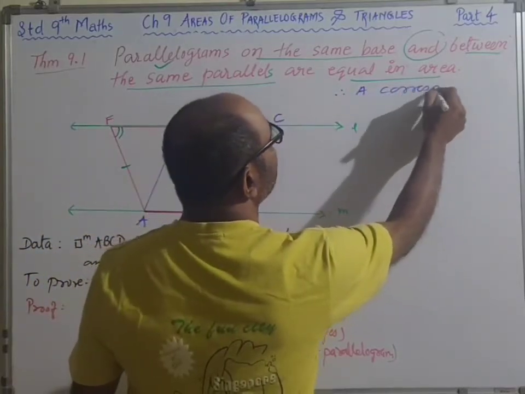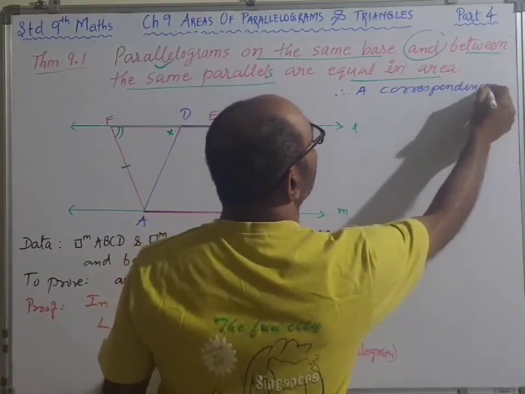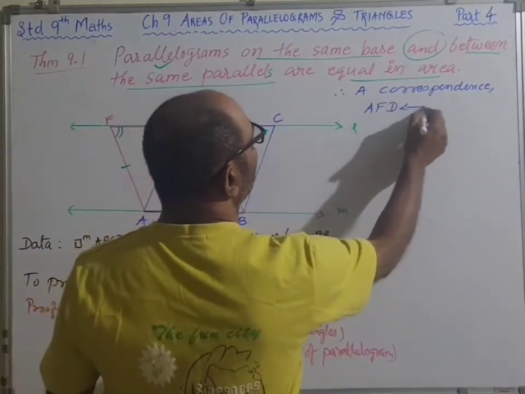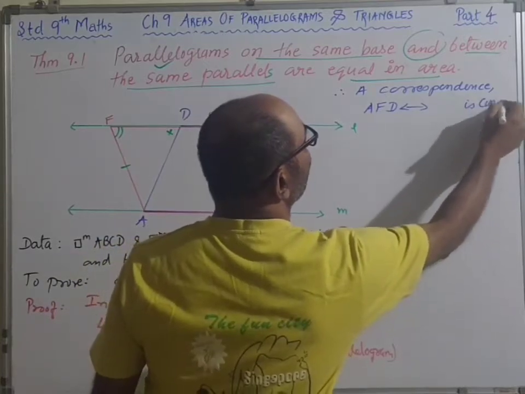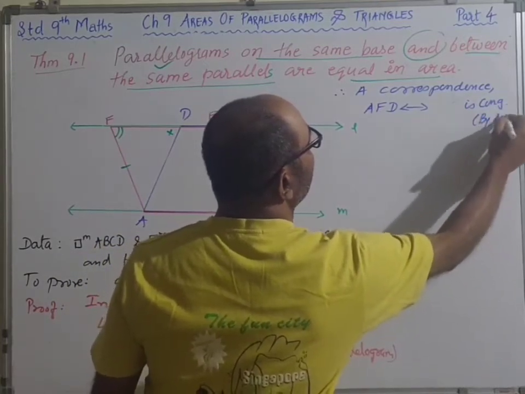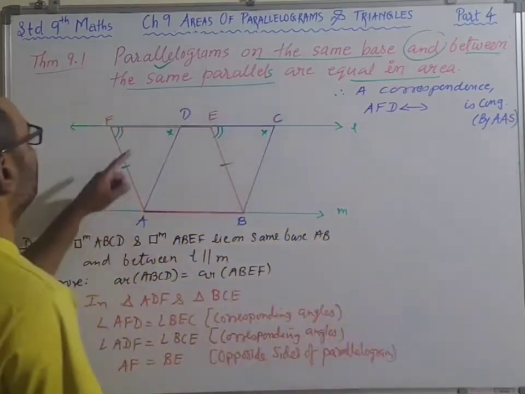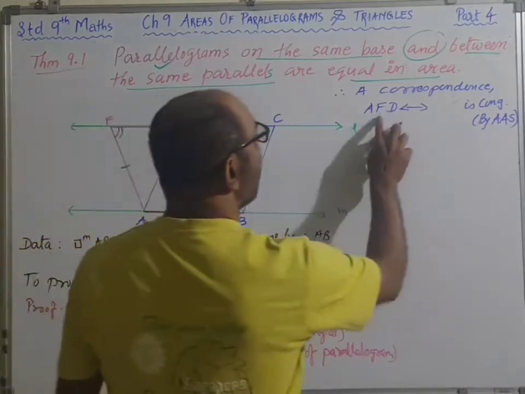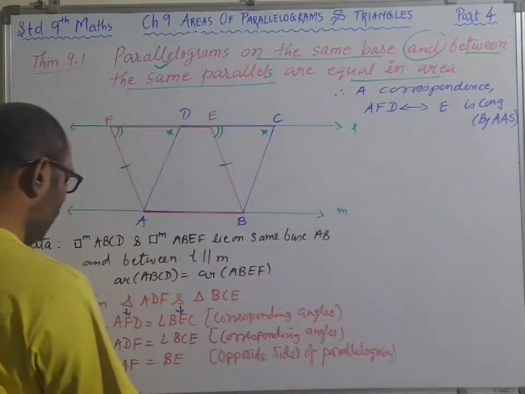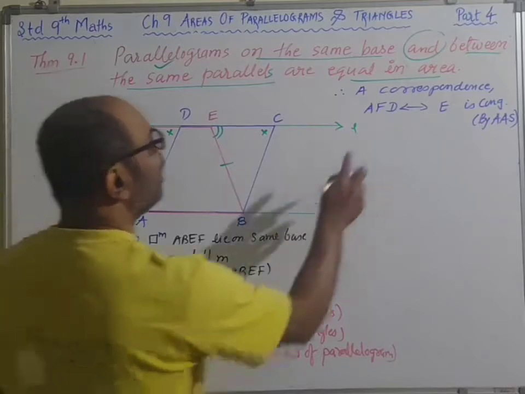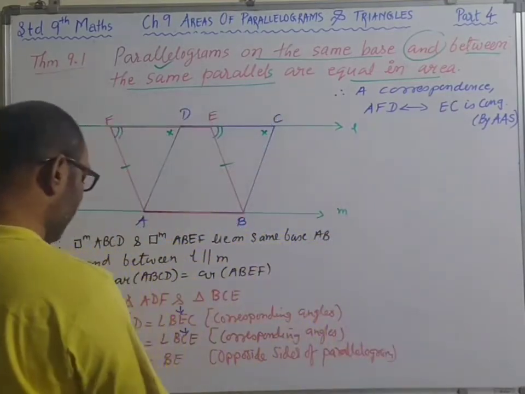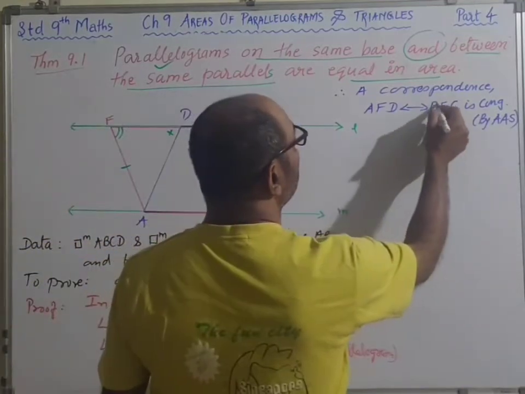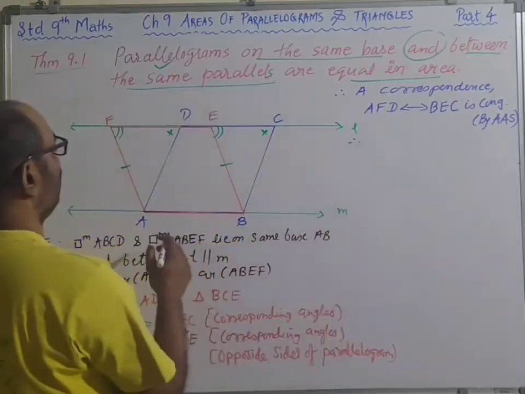Now, therefore, a correspondence. Which one? We write AFD. AFD corresponds to dash, is congruent by the angle side congruence rule. Angle side. Now in the middle, look, F corresponds to E. F is in the middle, so here also E will come in the middle. Then D corresponds to C. D is last, so C last. So that means A corresponds to B. A corresponds to B.